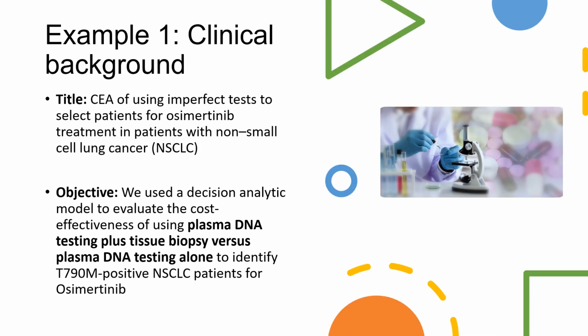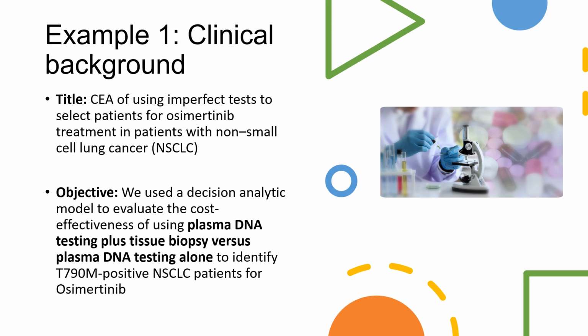I will use an example to illustrate the concepts introduced above. Tissue biopsy was considered as a perfect test for determining T790M status for patients with lung cancer in some publications. However, tissue biopsy is an imperfect reference standard. The tissue biopsy test takes a sample from tumor cells, while the T790M mutation may not be present in all sections of the tumor. We used a decision analytic model to compare plasma DNA testing plus tissue biopsy versus plasma DNA testing alone.